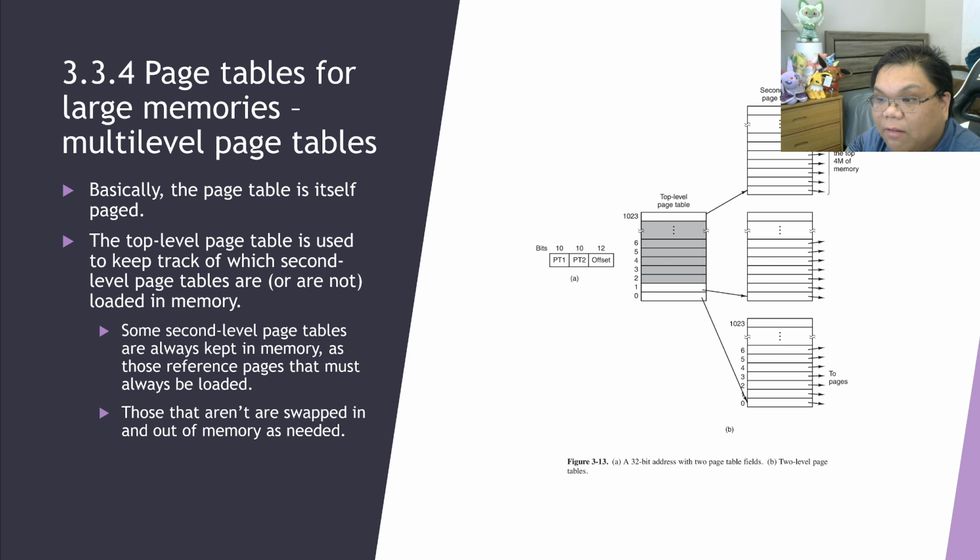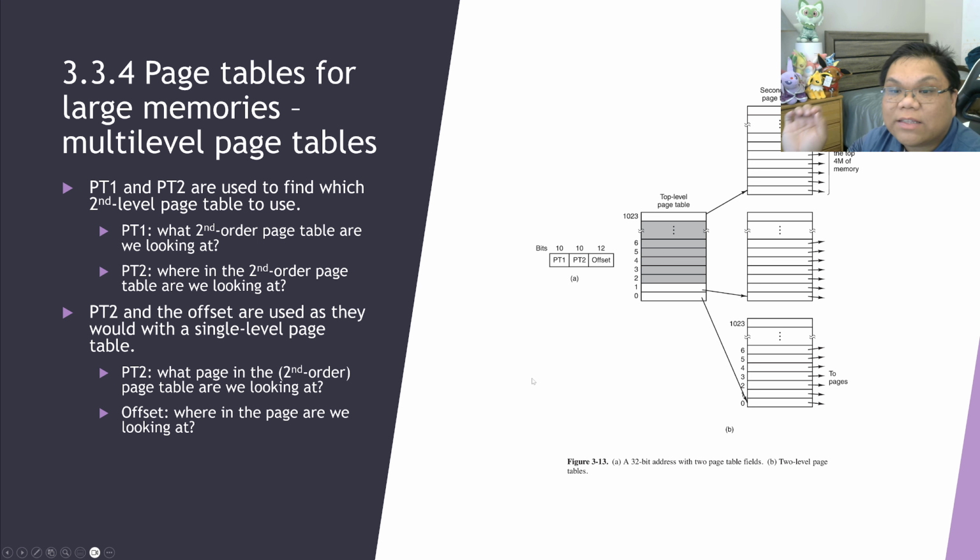So the top level page table is used to keep track of which second level page tables are or are not loaded into memory. Some of these second level page tables are so important that they must always be loaded into memory. Those that aren't are just swapped in and out of memory as needed, much like how we can swap in and out pages of a program as needed. So, parts 1 and 2, those are for accessing page tables 1 and 2.